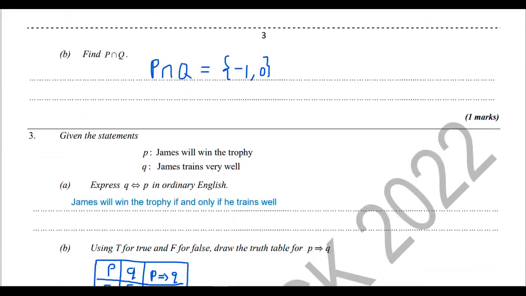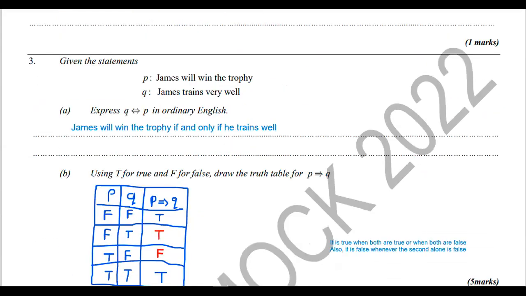Okay, question 3 reads, so given the statement, P, James will win the trophy, and Q, James trains very well. Express Q implies and is implied by P in ordinary English. This is what we call a double implication or a biconditional. Okay, so in this case, P implies Q and Q implies P. They all mean the same thing, okay?